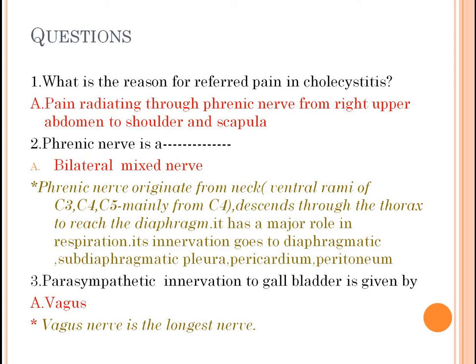Now we can go to the details of some questions. The questions are very important. All should go through the questions. What is the reason for referred pain in cholecystitis? The radiating pain through the phrenic nerve and its branches is the reason. The phrenic nerve is a bilateral mixed nerve. Parasympathetic innervation to the gallbladder is by the vagus nerve.